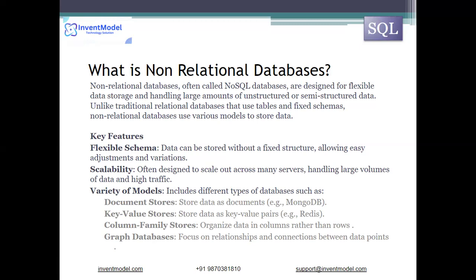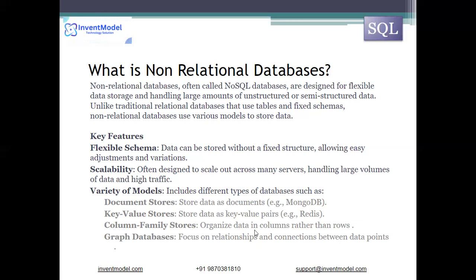Key features: flexible schema, so data can be stored without a fixed structure and you can store data easily. Scalability: often designed to scale out across many servers, handling large volumes of data and high traffic. Variety of models include different types of databases such as document stores, which store data as documents, like MongoDB, and key-value stores, which store data as key-value pairs, like Redis. Redis is a database management software.